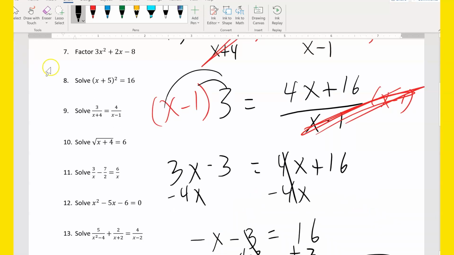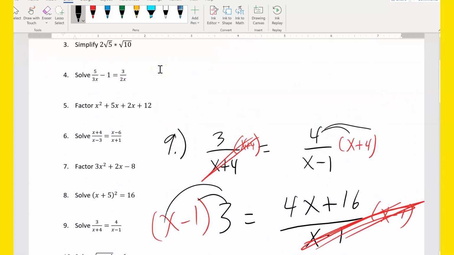If I remember correctly, the answer to number 6 was 1. And if we plug 1 in, it doesn't make the denominators be 0 either, because 1 plus 1 is just 2. 1 minus 3 is negative 2. So it doesn't make the denominator 0. I believe the answer to number 4 was like 1/6 or something like that. So if you plug that in, it doesn't make the denominator 0 either. So we're good on all those so far.